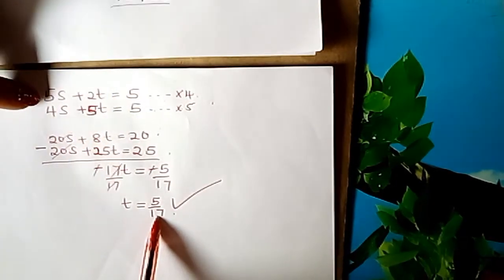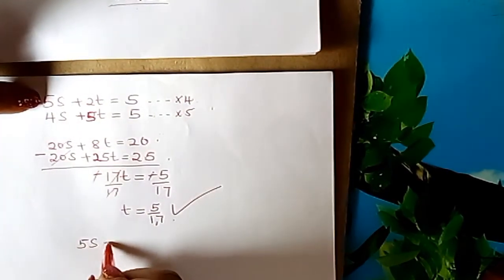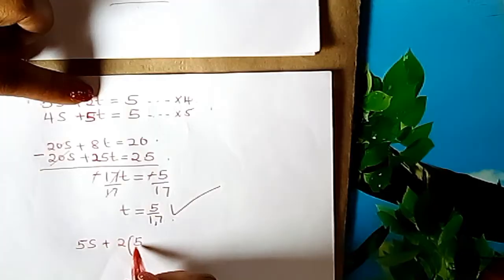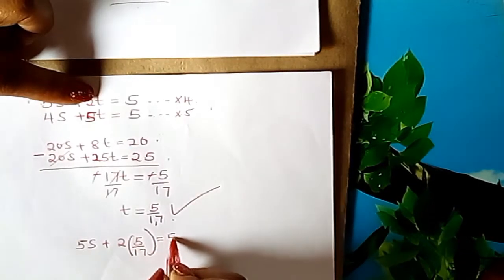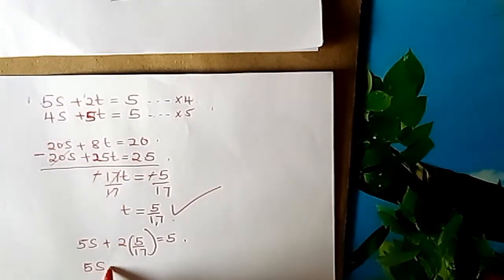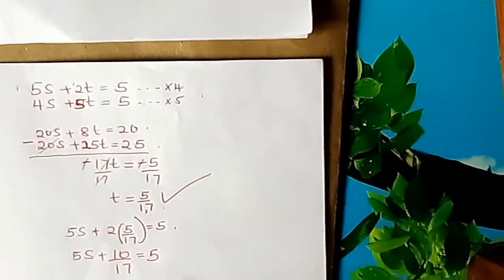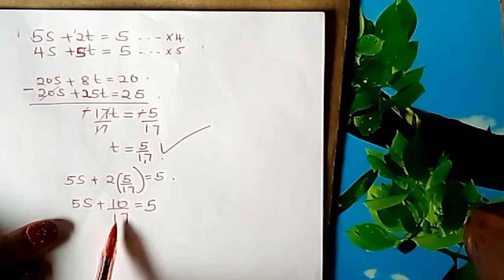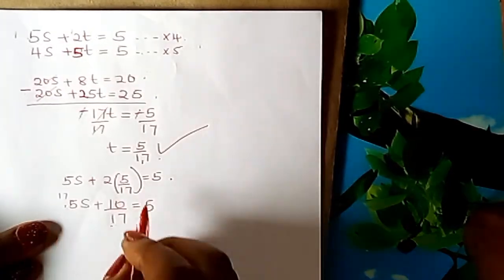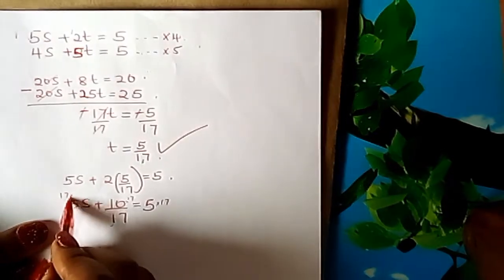Take it to the original ones here. You can use the first one. So we can write 5s plus 2 in brackets, our t, Lana, here is 5 over 17, equals 5. We substitute here to get our s. So this gives us 5s plus what? Multiply this, 10 over 17 equals 5. So Lana, you work out this. You can decide to remove this by multiplying everywhere by 17, to make your work easy.